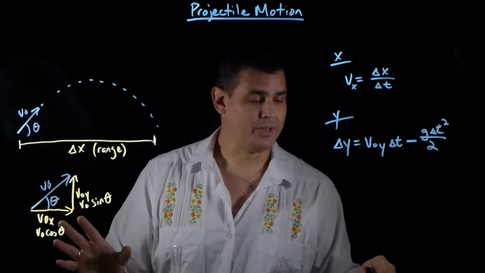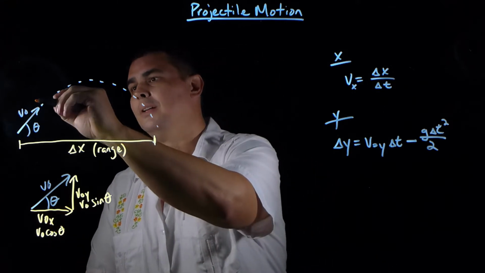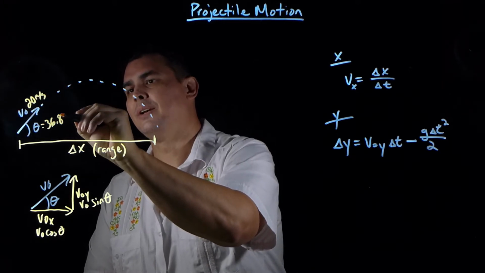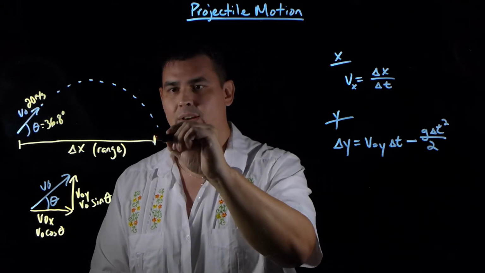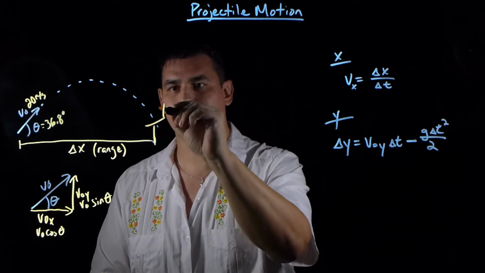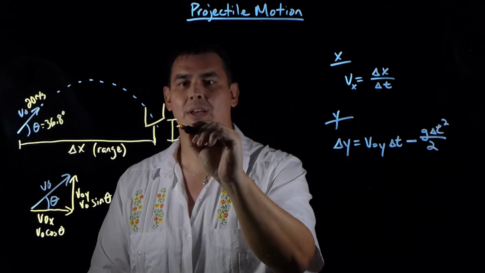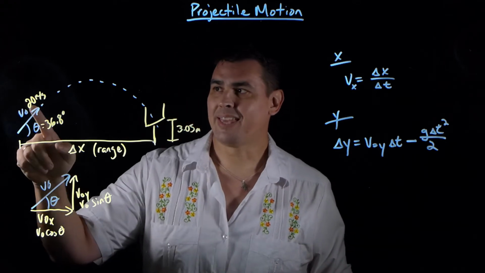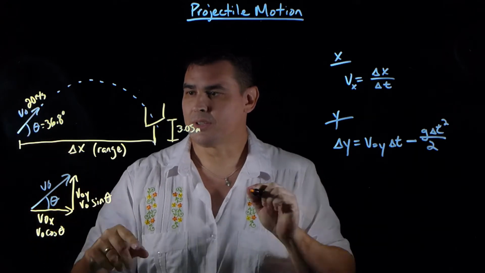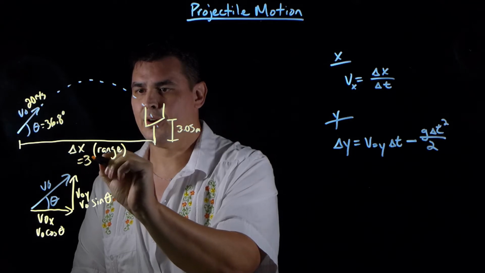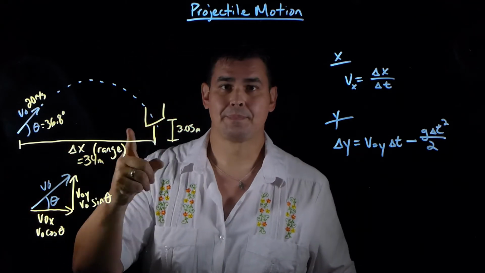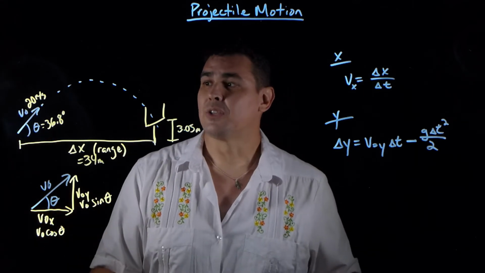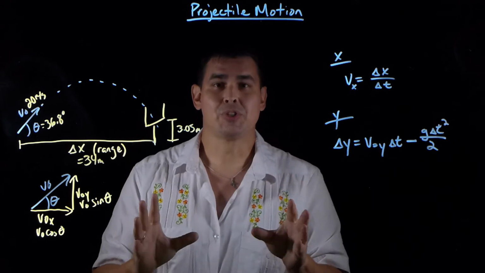So let's do an example real quick. I kick a football at 20 meters per second at a 36.8 degree angle. And over here, there's a goalpost, 3.05 meters off the ground. When I kick this thing at 20 meters per second and 36.8 degrees, and it's 34 meters away, I want to know, if I kick this hard at this angle, am I going to make the field goal?